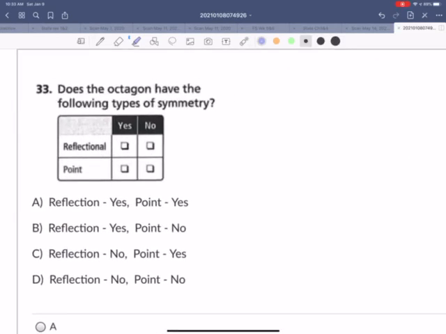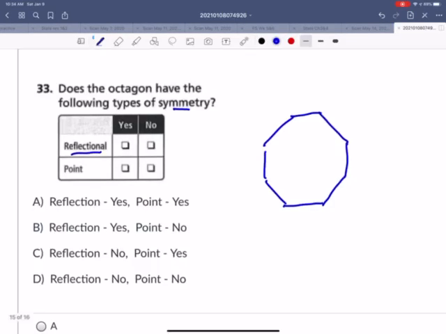All right, question number 6. This is similar to the ones we did in class. So an octagon, which looks like a stop sign, right? Has how many types of symmetry? So reflectional, meaning I can flip it over. So I can fold it, I think 16 different places. So that's an absolute yes.